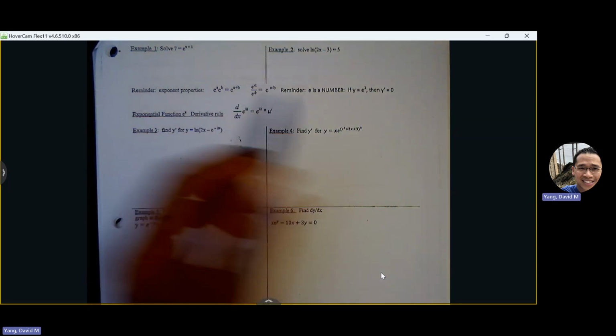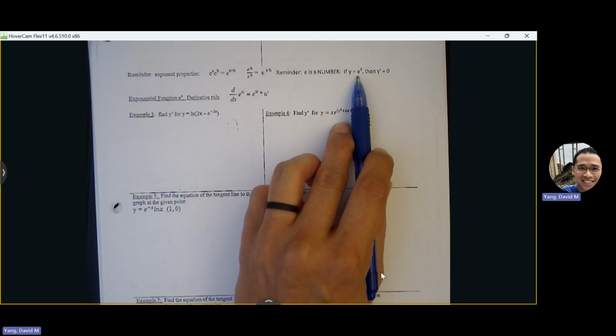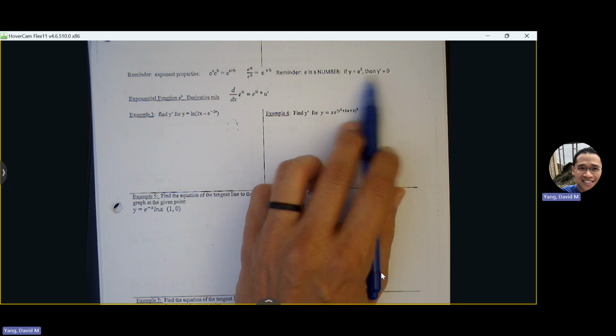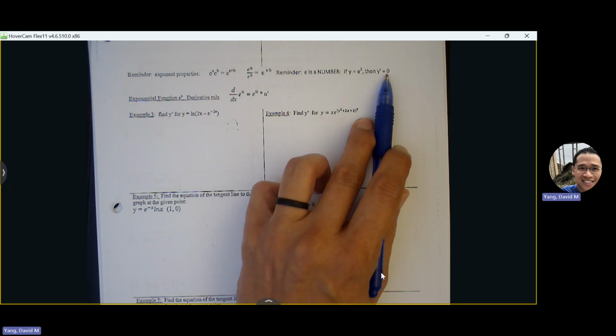Okay. Remember, e is a number. e is around 2.7, so e squared's derivative is just going to be 0. It does not turn into 2e. We can't treat this like the power rule and bring that 2 down, because e squared is just like 2.7 squared. It's just some number. Any constant's derivative is just going to be 0.